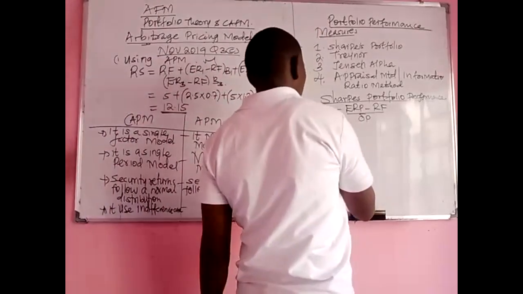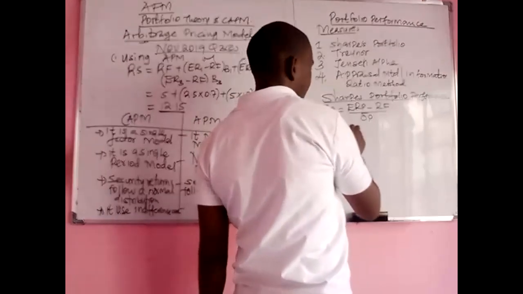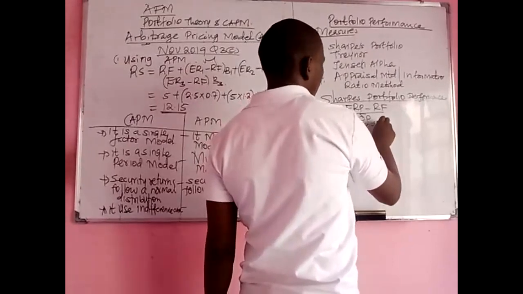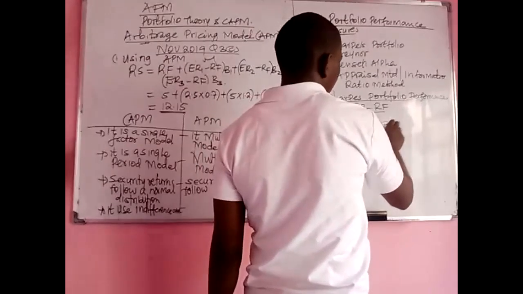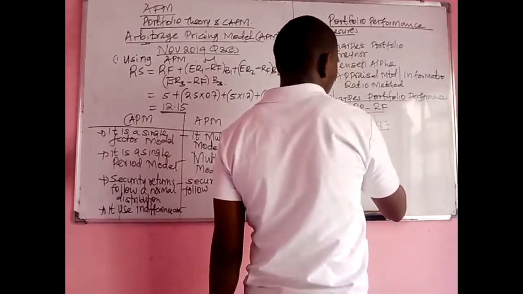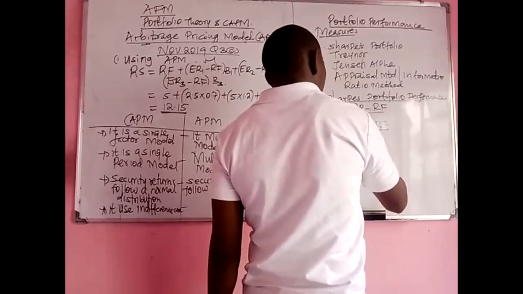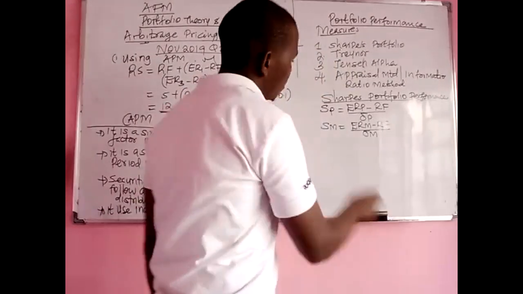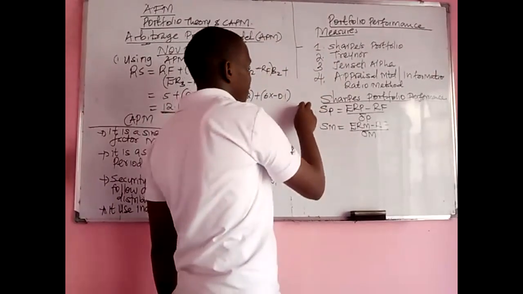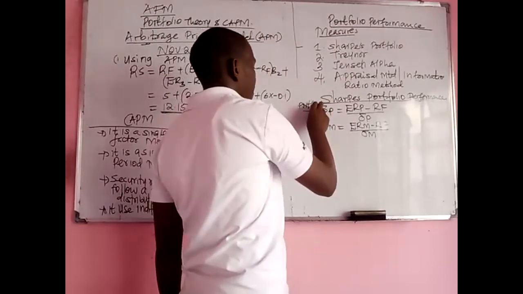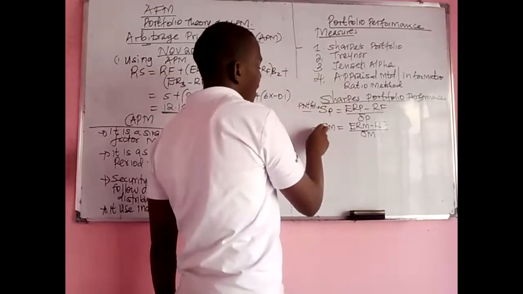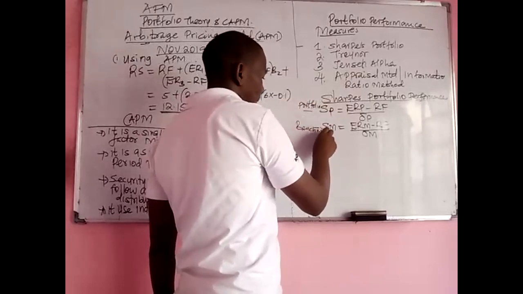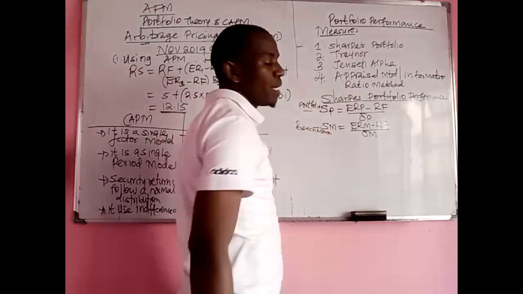And then you also get the Sharpe of the market, which will be given by the expected return of the market minus the risk-free rate, and you divide by the standard deviation of the market. So this will be for the portfolio, and this is our market, which is now the benchmark.